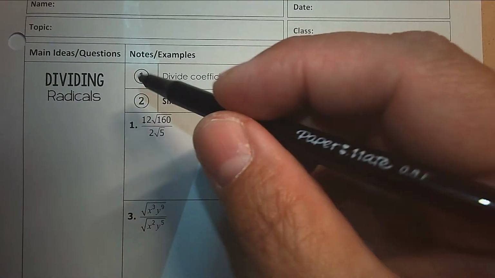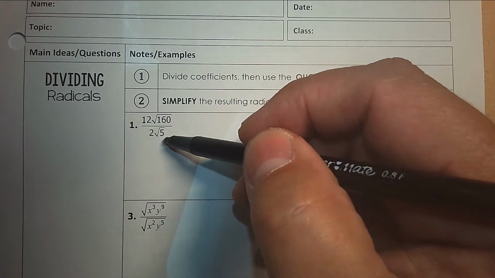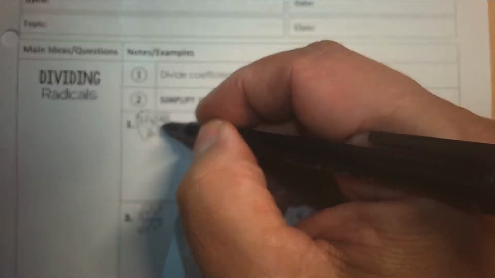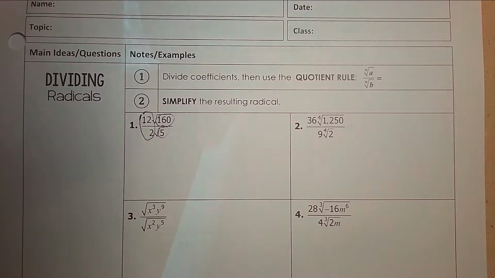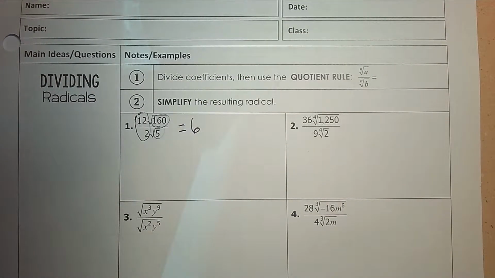Do you see the coefficients or the numbers in front of the square root? We're going to look at them separately. Do you see the numbers underneath the square root? We're going to look at those separately, and then we'll put it together. So obviously 12 divided by 2, no biggie. How about 160 divided by 5, no calculator?